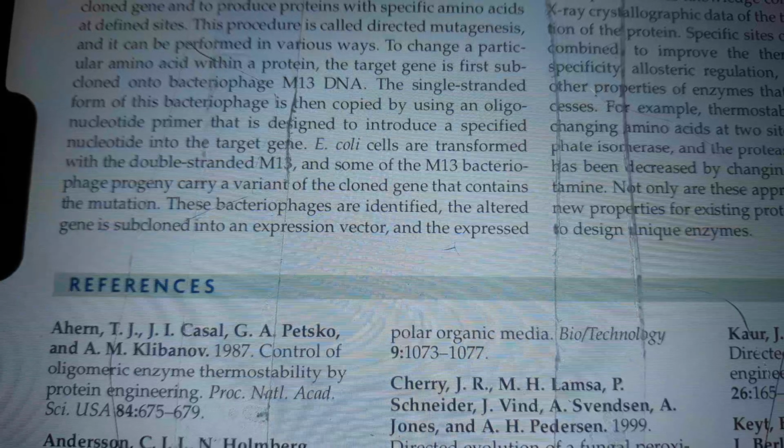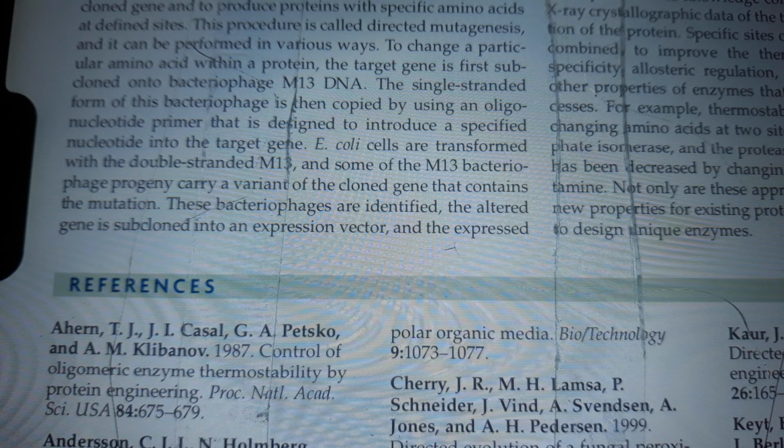With the emergence of recombinant DNA technology, it has become possible to replace nucleotides of a cloned gene and to produce proteins with specific amino acids at defined sites. This procedure is called directed mutagenesis, and it can be performed in various ways. To change a particular amino acid within a protein, the target gene is first subcloned onto bacteriophage M13 DNA. The single-stranded form of this bacteriophage is then copied by using an oligonucleotide primer that is designed to introduce a specified nucleotide into the target gene.